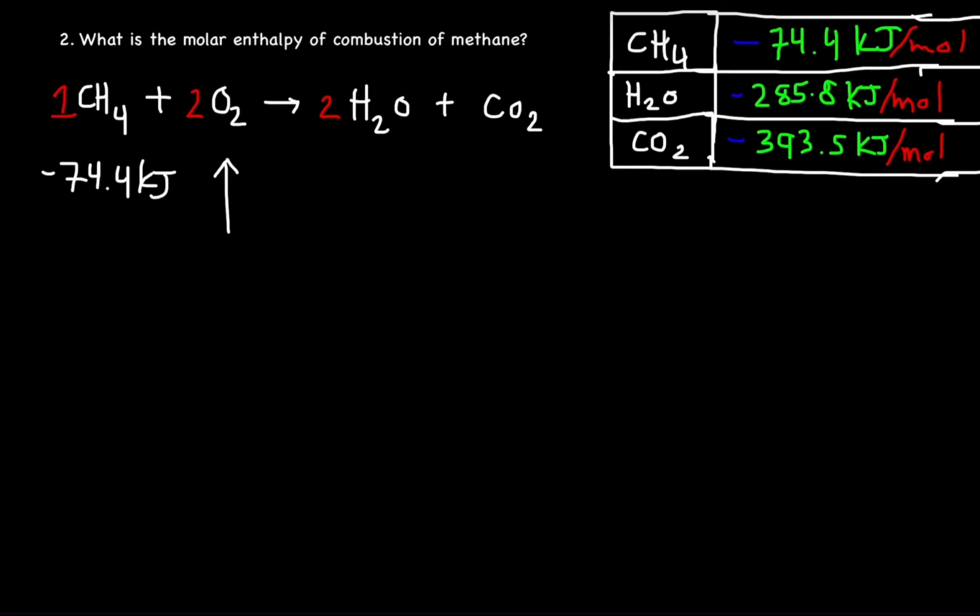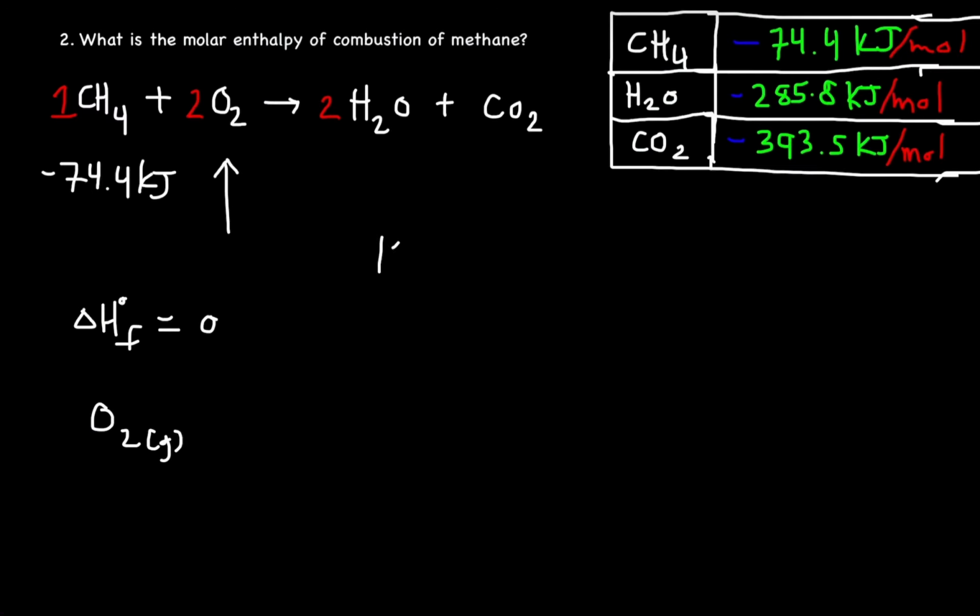And now for oxygen, it's a bit special. You need to know that the standard enthalpy of formation is 0 whenever you have elements that are in their standard state, their normal state. For example, oxygen is usually in its gas phase, right? So when you have that, the standard enthalpy of formation is 0. But if it's in a different state like liquid, then it's not 0.